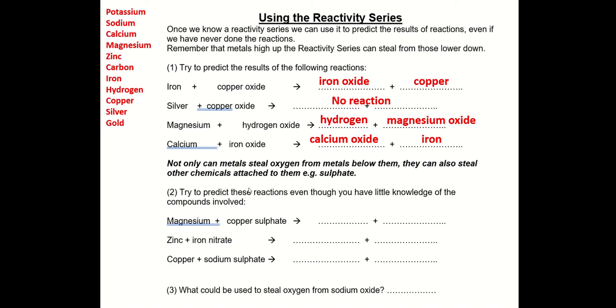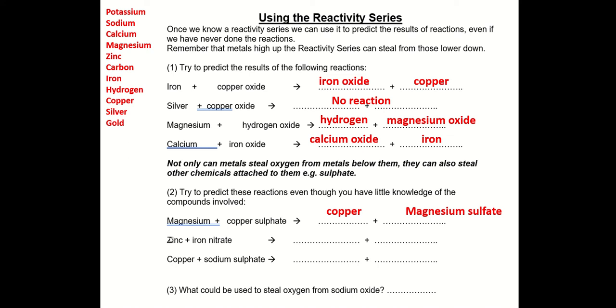So let's work out these ones. It says, try to predict the reactions even though you've little knowledge of the compounds involved. So what about this one? Magnesium plus copper sulfate. Well, magnesium's above copper, so it can steal away. So what do you think that'll turn into? Yeah, so the magnesium will basically steal away from the copper, so that'll leave copper by itself, and then the magnesium will have taken the sulfate, so it'll have turned into magnesium sulfate. So magnesium plus copper sulfate gives you copper plus magnesium sulfate. The magnesium has stolen it away.